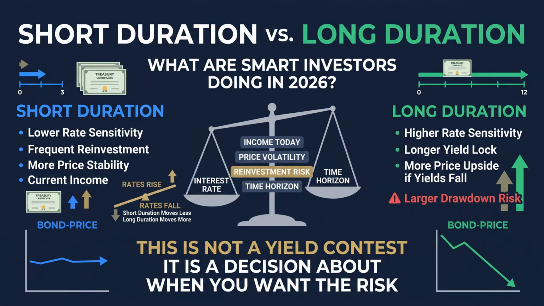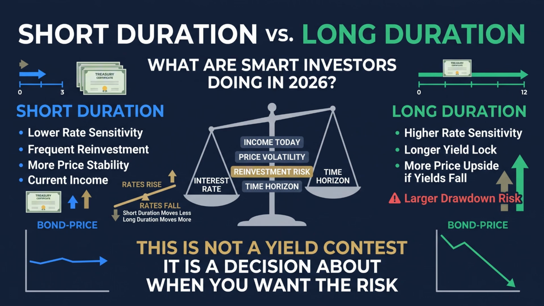Short duration bonds versus long duration bonds sounds like a simple choice between lower risk and higher yield, but that description misses the real trade-off. Short duration bonds usually react less dramatically when market interest rates change. They return principal sooner, provide more frequent opportunities to reinvest, and can offer greater stability for money that may be needed in the near future.